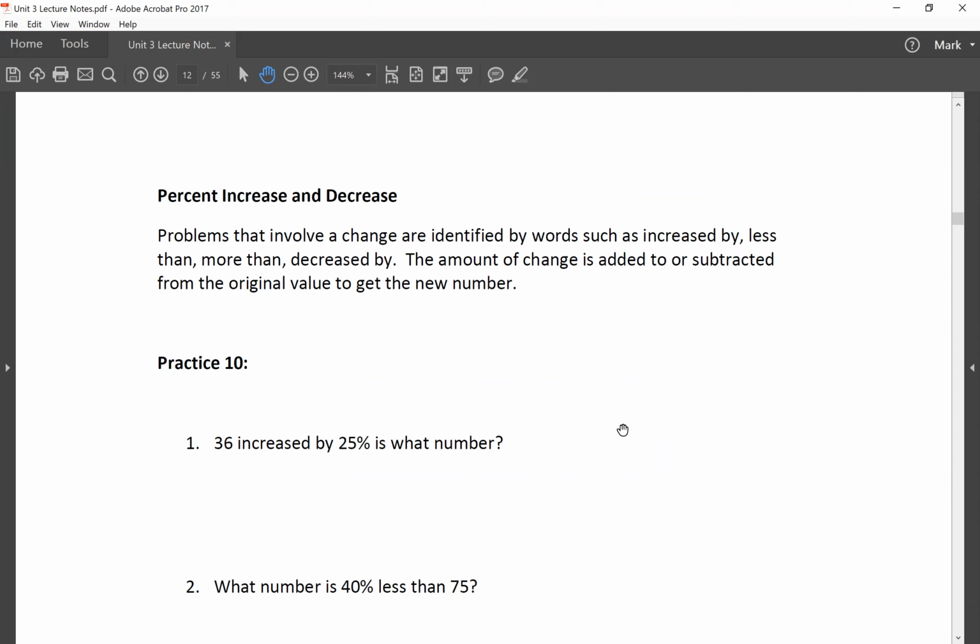So problems that involve a change are identified by words such as increased. You might see less than, more than, or decreased. The amount of the change is added or subtracted to the original number. So what you have to do here is be careful again with the language of the question. What I mean is look for words like increased or less than, because they're going to tell you if the number is going up or down, which is really, really important for a question like this.